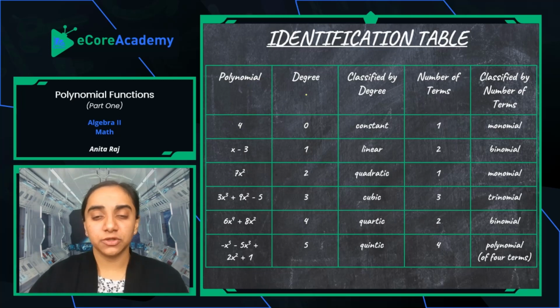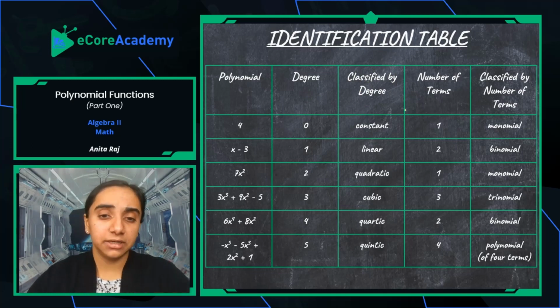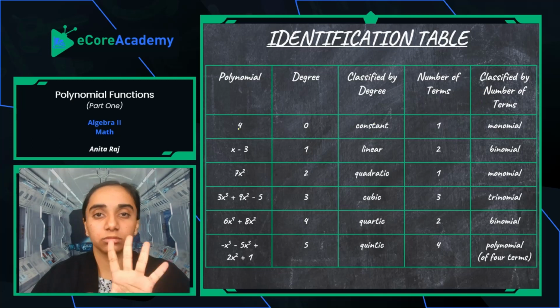Here we're going to determine what the degree of the polynomial is. We're going to classify by degree, so we're going to use a more mathematical term to describe it. We're going to figure out how many terms are in the polynomial, and then we're going to give it a mathematical term based off of how many terms. Okay, so the first polynomial we're given is just 4.